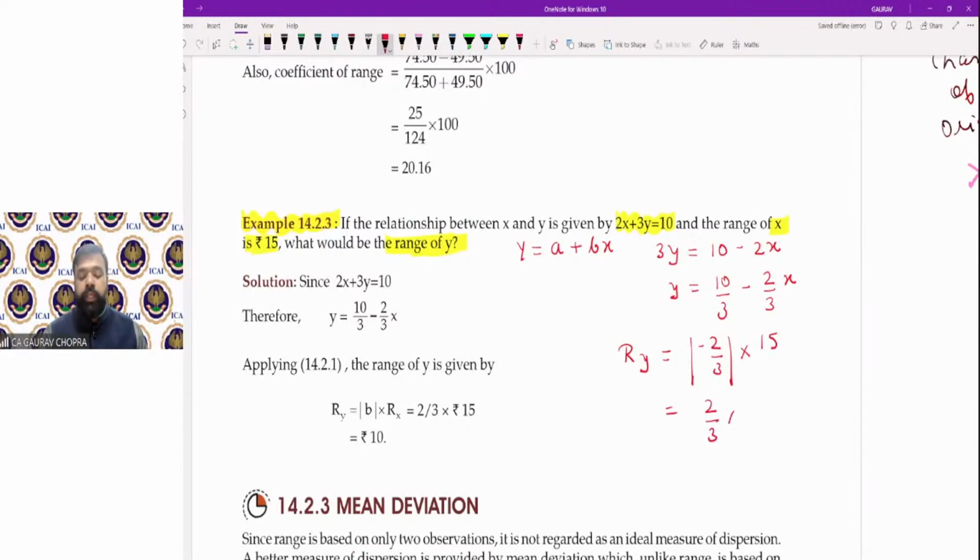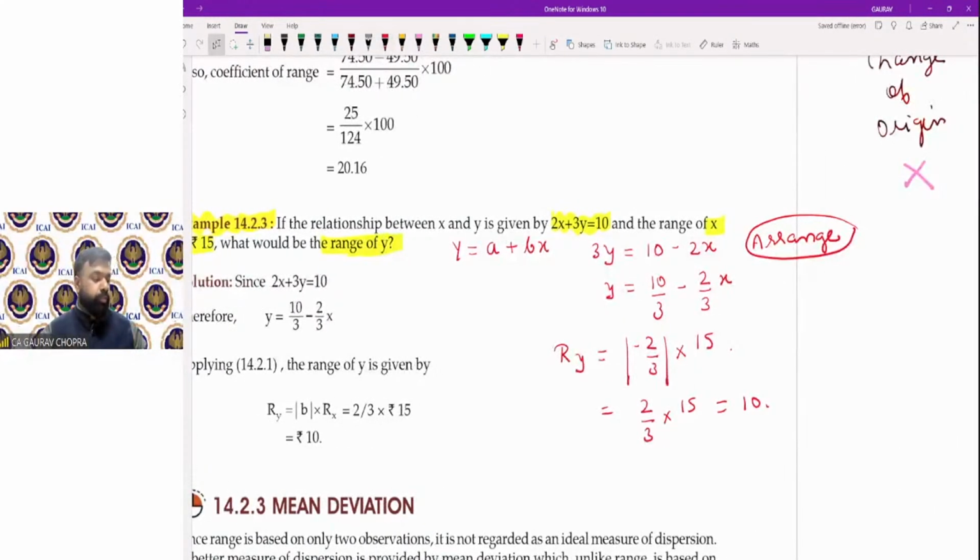So 2 by 3 into 15. You are getting 10. So this is your result. So always, what you have to do is arrange the equation. The first step is to arrange the equation. Once you have arranged the equation, the next step is to use the formula mod of b multiply by range of x, and then you will get the answer. Okay, Suraj?